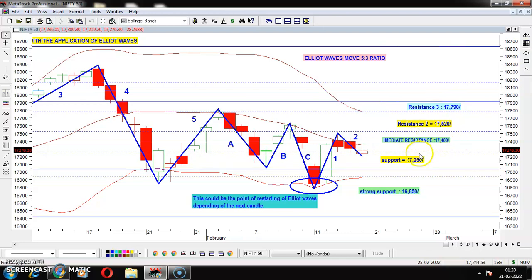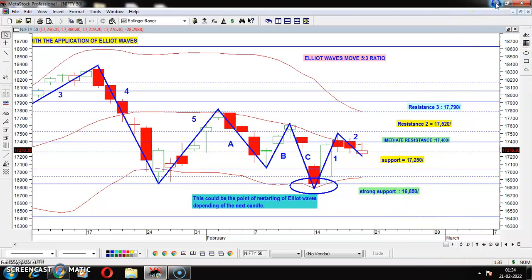And what would be the support? The first support would be 17,250, and a very strong support would be 16,850. Correct. So this is as far as the Nifty is concerned. This is the range of Nifty for this week.